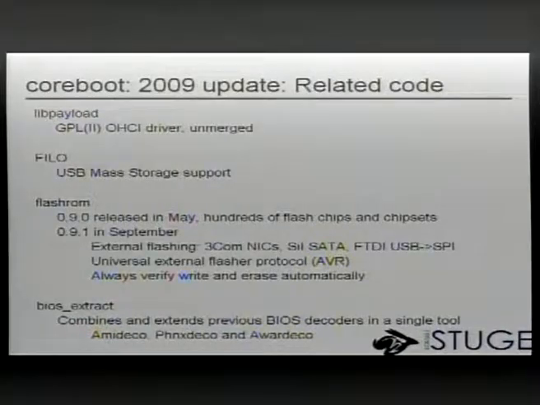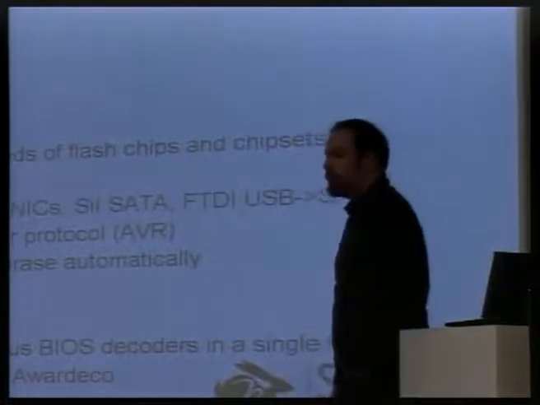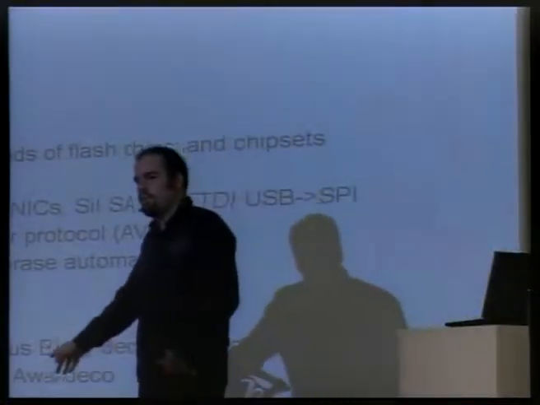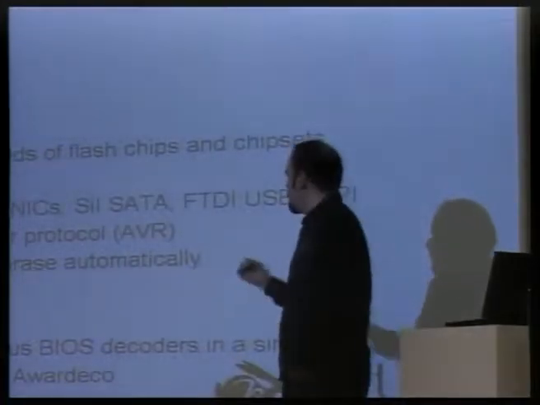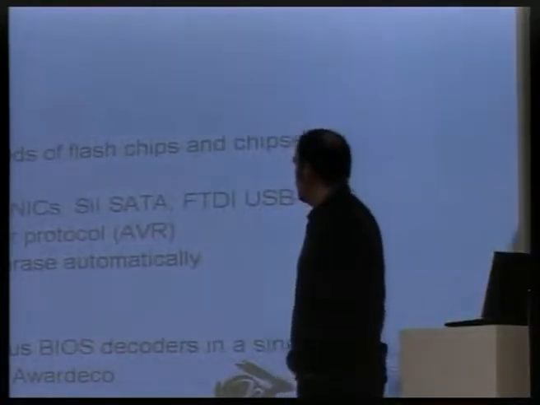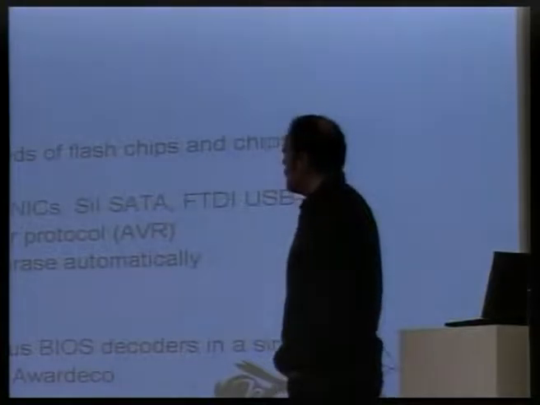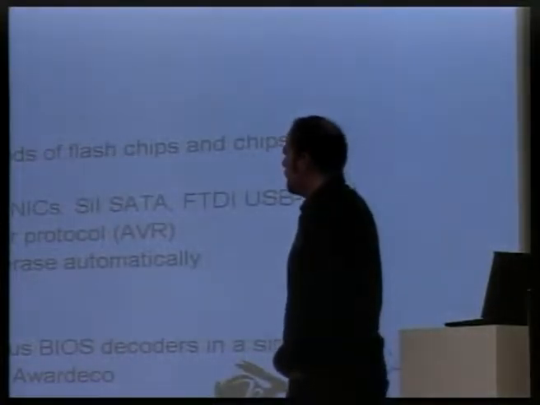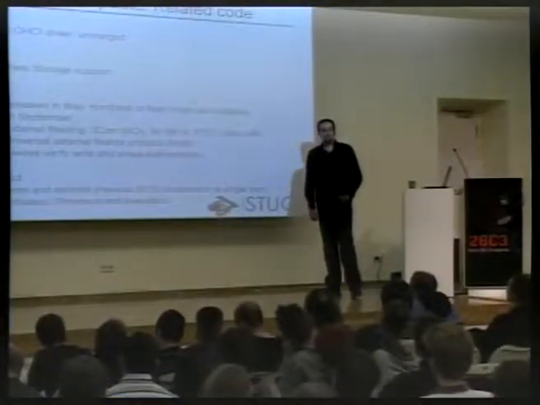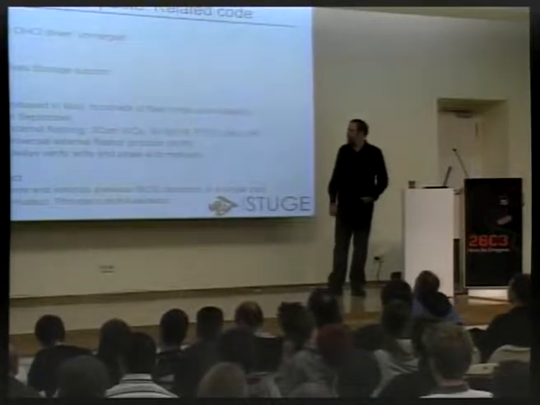And FlashROM had two releases. 0.90 in May came with hundreds of flash chips and chipsets supported. And then 0.91 came out in September, and that supports external flashing as well. So not only the boot flash connected all the way down there, but it also supports flashing flash chips on network adapters and on the Silicon Image serial ATA adapters. And it also supports some FTDI USB to SPI converters. It also specifies a universal external flasher protocol that is useful with a small microcontroller. And one good feature introduced in 0.91 is that it will now always verify when it has done write and erase operations. Previously, you had to do that manually, and it's nice to do that always.